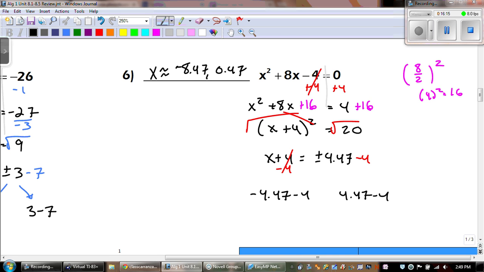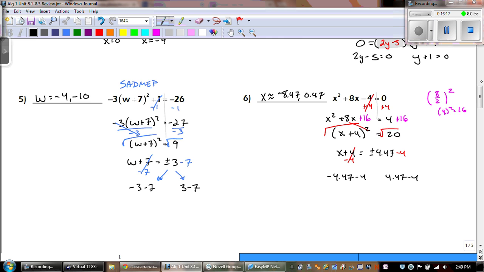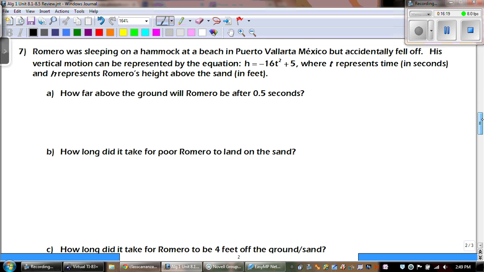All right, let's flip it over to the back page. Number 7. Romero was sleeping on a hammock at a beach in Puerto Vallarta, Mexico, but accidentally fell off. His vertical motion can be represented by the equation h equals negative 16t squared plus 5, where t represents the time in seconds and h represents Romero's height above the sand in feet.